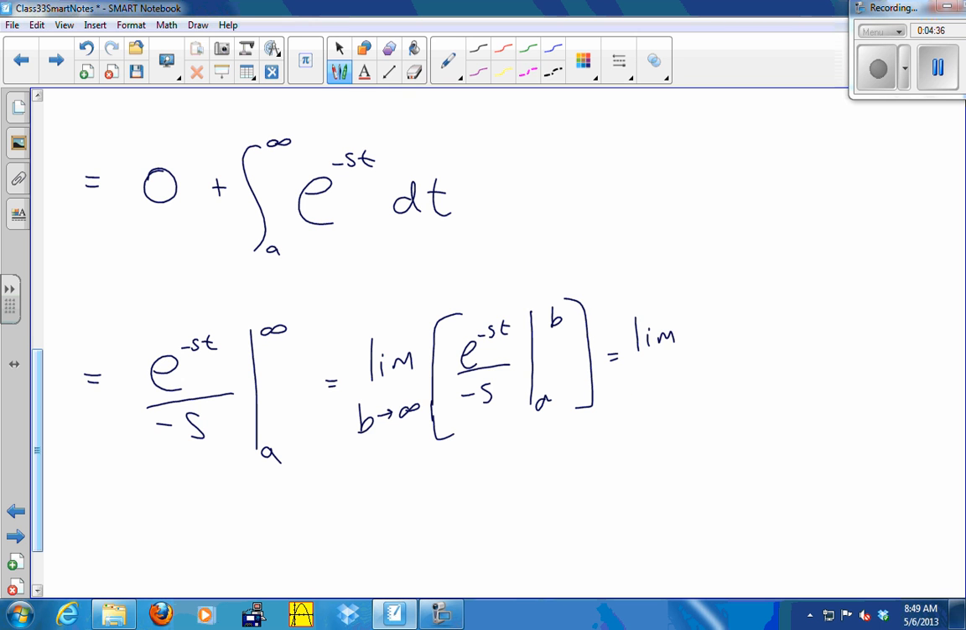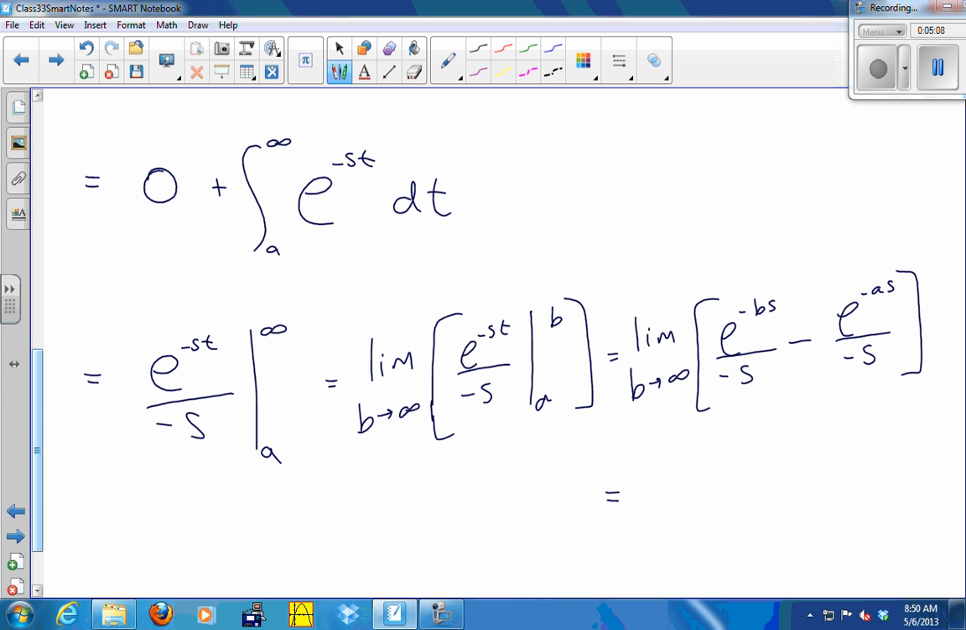So this is the limit as b goes to infinity of e to the negative bs over negative s minus e to the negative as over negative s. And then we let b go to infinity. So that was just plugging in b, plugging in a, subtracting, evaluating the function from a to b. And then we let b go to infinity.